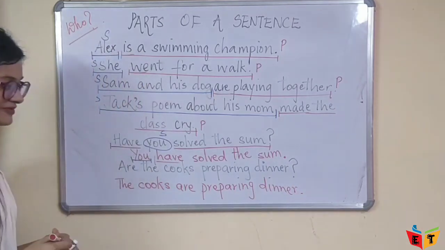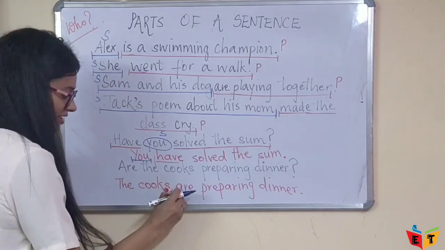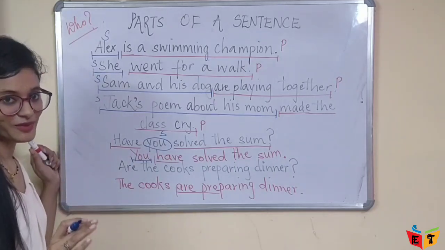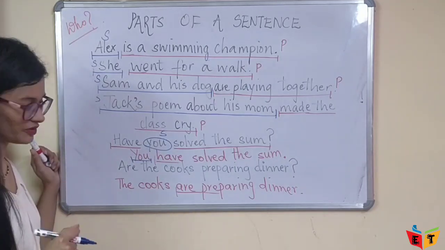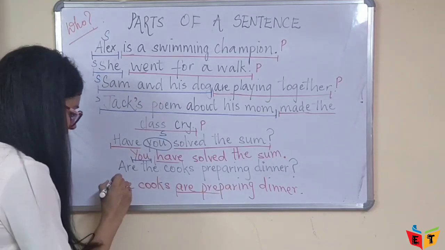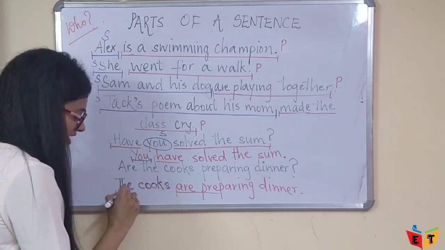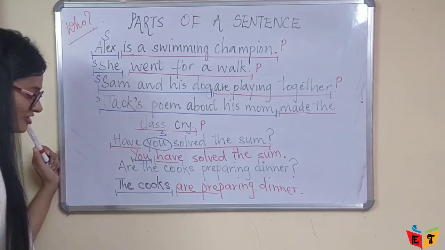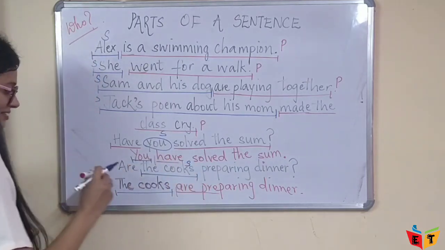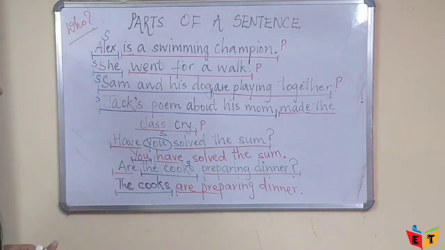Full stop. Okay. So what's the verb here? Again, are preparing. Now let's try and get the subject here by asking the question who before the verb. So who are preparing dinner? The cooks. The cooks are preparing dinner. So here the cooks is your subject and then the rest of the sentence is your predicate.